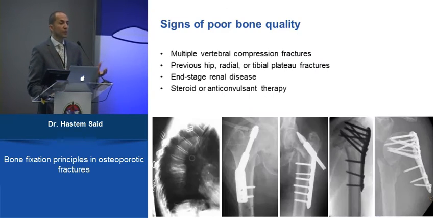So how do you look for these? As you just heard, obviously you can do a DEXA scan, but that's not always available. But there are signs that these patients must be suffering from osteoporosis. Besides what the X-ray might look like, you have multiple vertebral fractures, a previous history of hip or plateau fractures, and patients who are on renal failure or chronic steroid use.